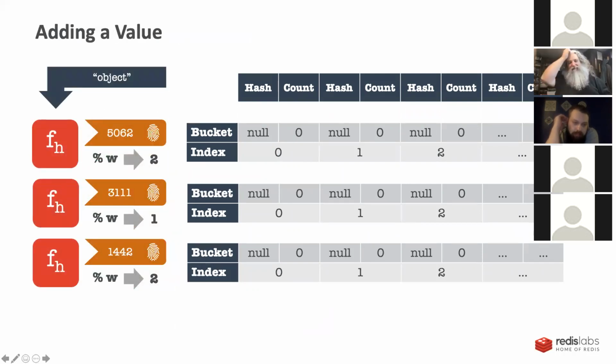When you go to add a value to heavy keeper, like say the UFO shape of object, that's one of the popular ones. I saw an object in the sky. What was it? It was an object. It's object-oriented UFO sightings. You hash that value, you get a hash value out of it. You modulus that with the width of the arrays, they're all the same width, and you get an index, just like before.